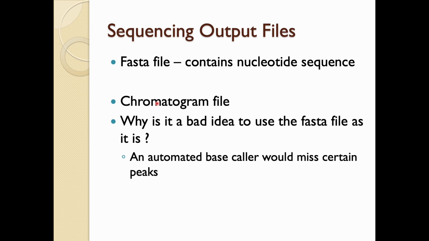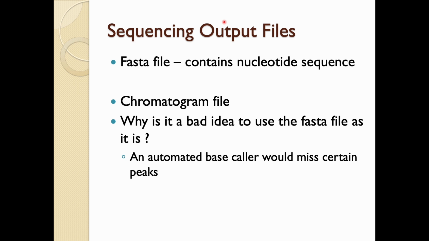But here's the catch. It's generated by an automated base caller. Now, the base caller is a piece of software that interprets the raw signal data from the sequencing machine. It looks at the peaks in the chromatogram and decides which base is most likely at that position. But, and this is important, it is not perfect. Sometimes the software misses subtle, ambiguous peaks.